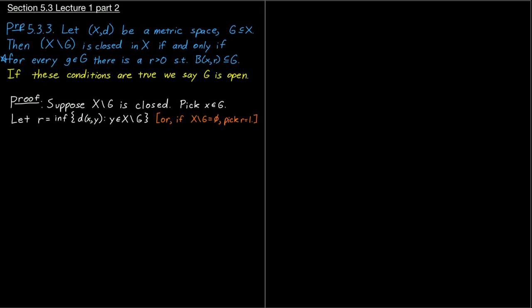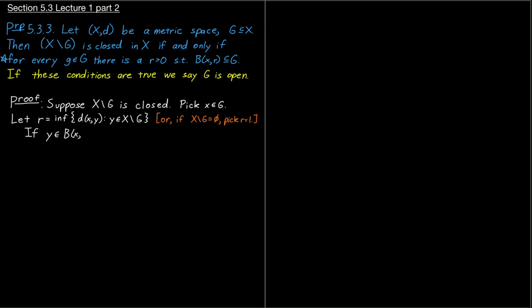The first thing we need to show is two things. We need to show that R is positive, even if X minus G is not the empty set, and we need to show that the ball centered at X of radius R is contained in G. And the second of those is actually easier to prove, so let's get it out of the way.